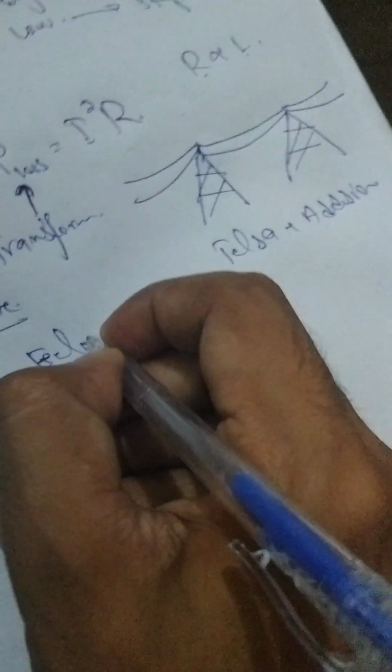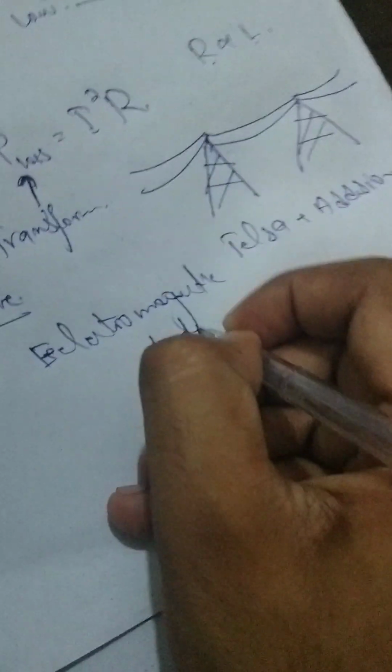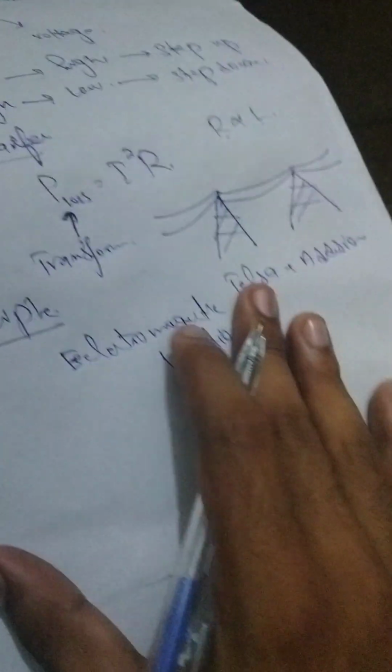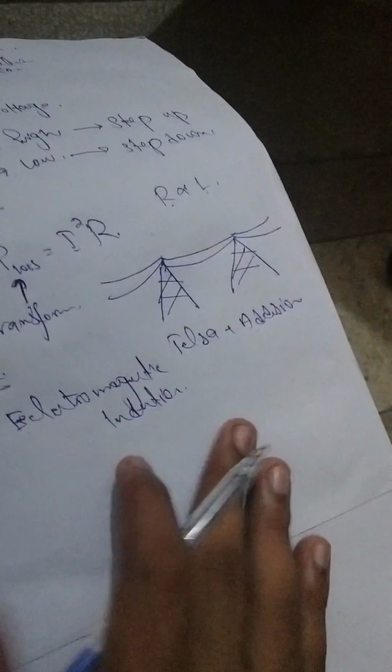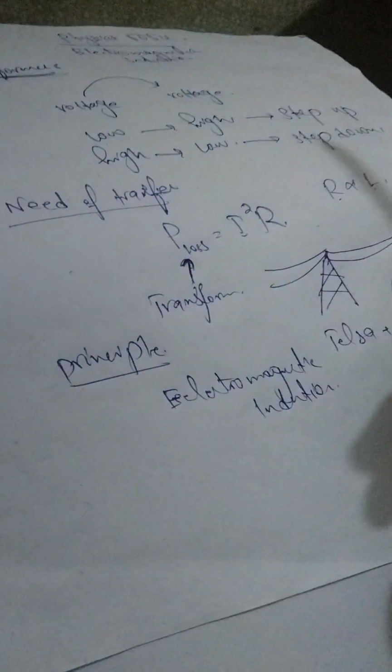So what is the principle? The principle that is used in transformer is the electromagnetic induction. So what does it mean? We will discuss it in a later discussion. So till now we discussed about transformer, its types, and why we need a transformer, and what is the principle before this. So what does it mean by induction?